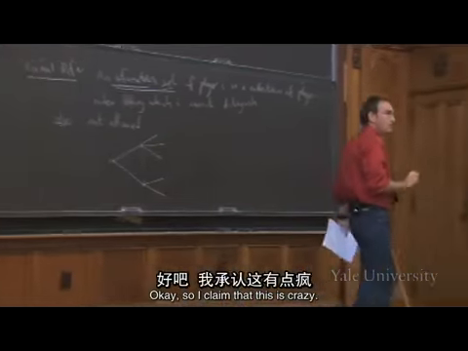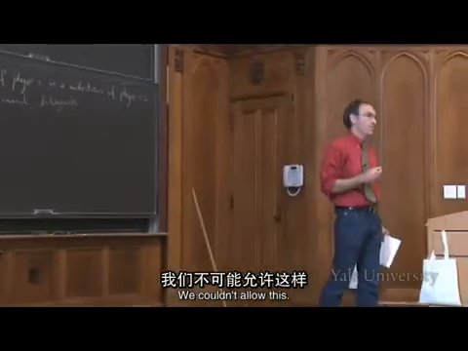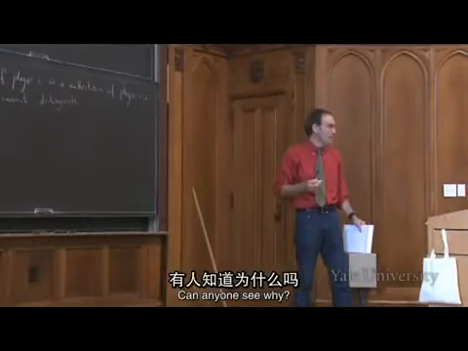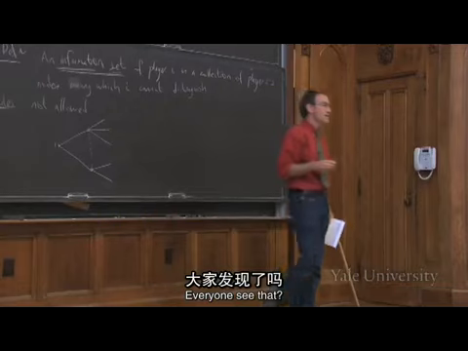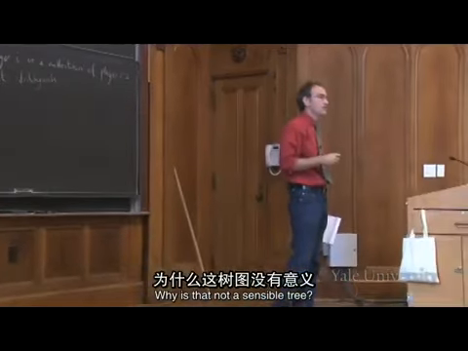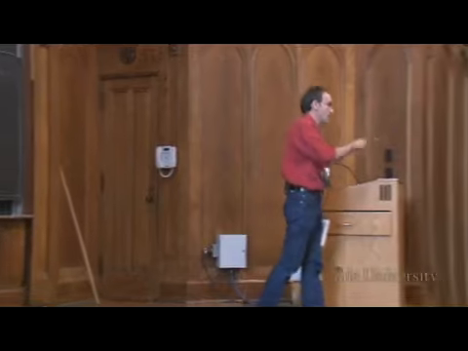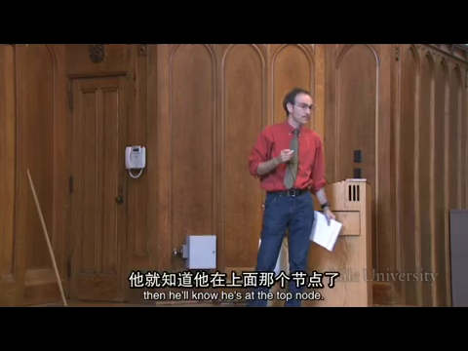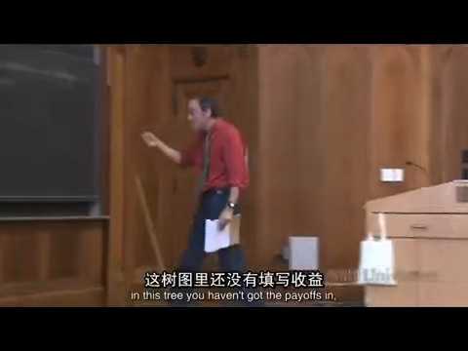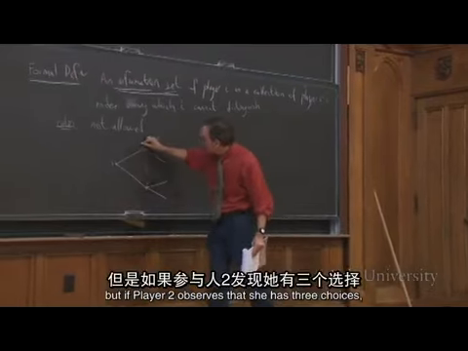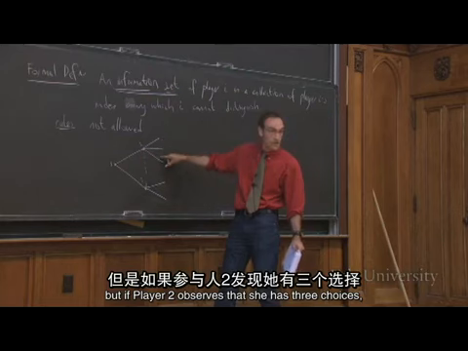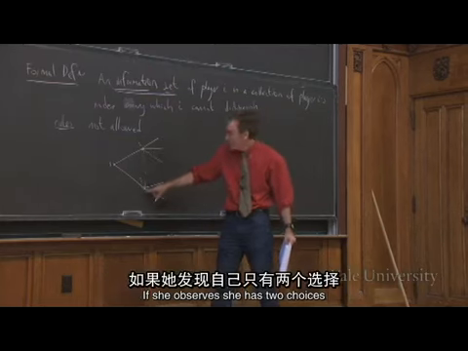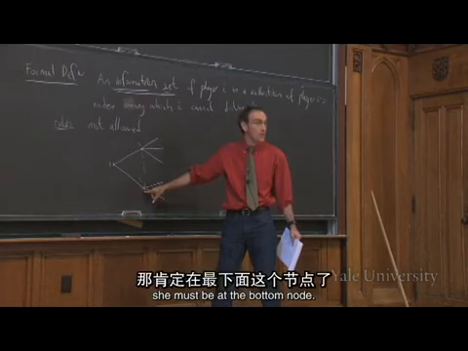Okay, so I claim that this is crazy. We couldn't allow this. It wouldn't make any sense to allow this. Can anyone see why this is not really a sensible tree? Yeah, that's good. If player 2 knows that he has 3 choices, then he'll know he's at the top node. Exactly. In this tree, you haven't put the payoffs in, but if player 2 observes that she has 3 choices, she knows she must be at the top node. If she observes she has 2 choices, she must be at the bottom node.